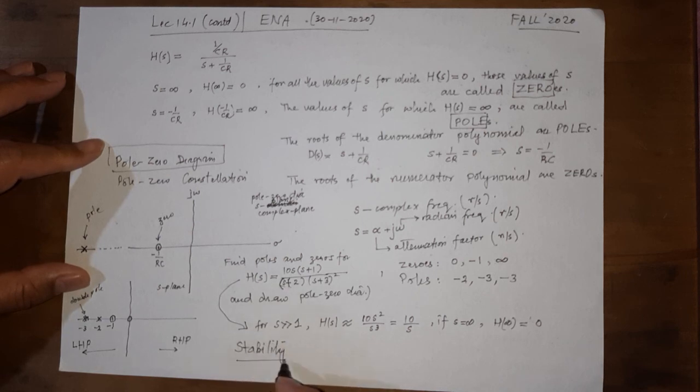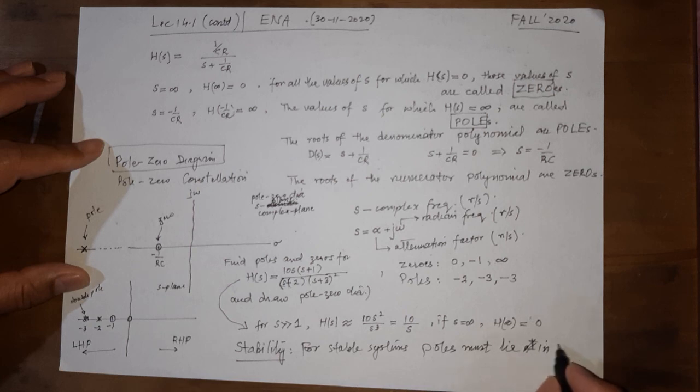For now, just note that for stable systems, the poles must lie in the left half plane or at max at the origin.